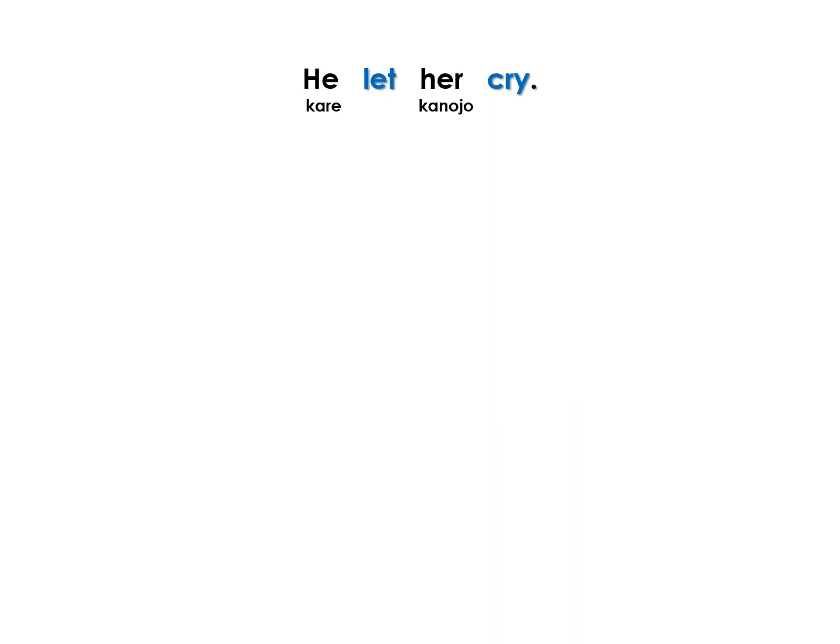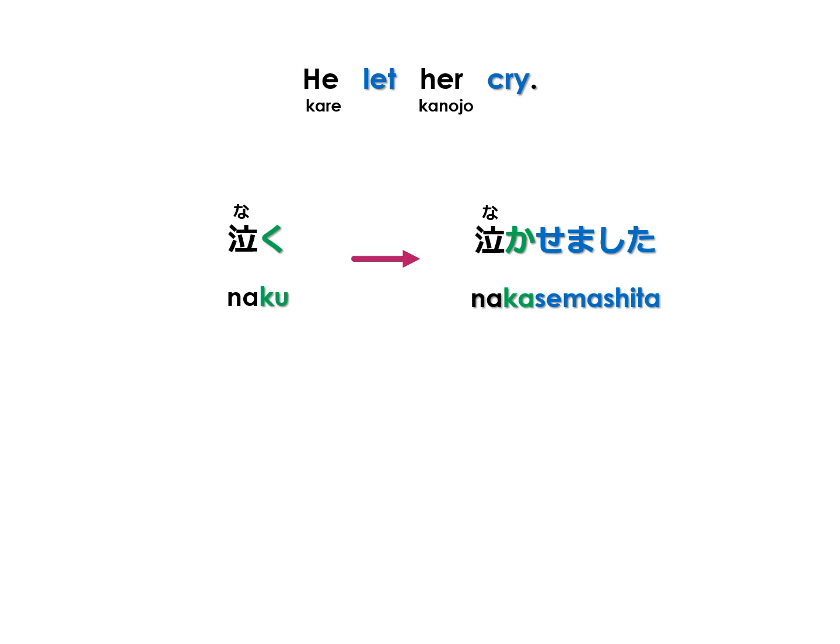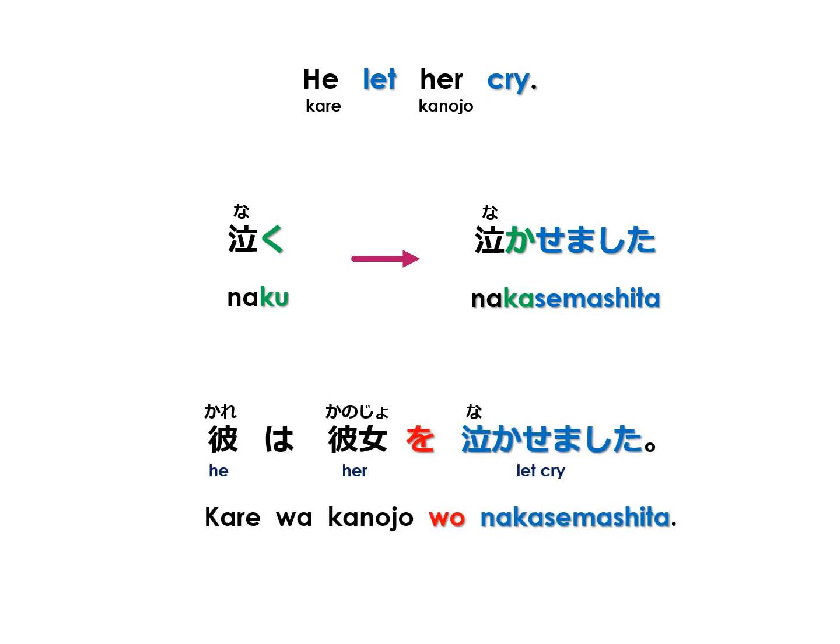He let her cry. To cry is naku, and its causative conjugation, past tense formal, is nakasemashita. In Japanese: kare wa kanojo wo nakasemashita. Now, since crying is spontaneous and beyond the will of the causee, and besides no one wants to cry, we can only use the particle wo for the causee, kanojo, because this is a coercive causative sentence. Kare wa kanojo wo nakasemashita. It's more like he made her cry.